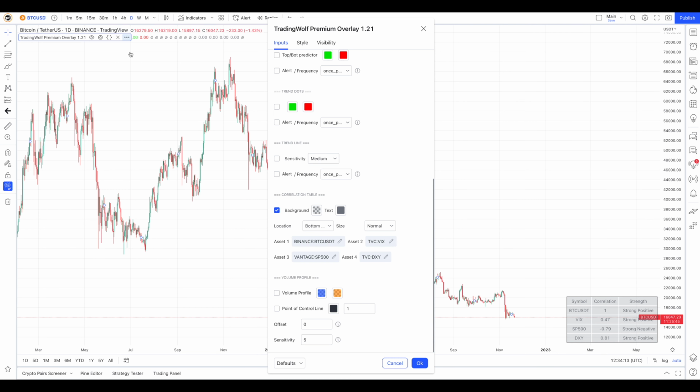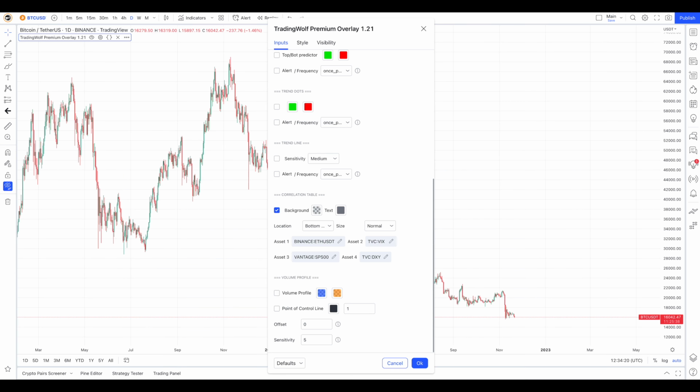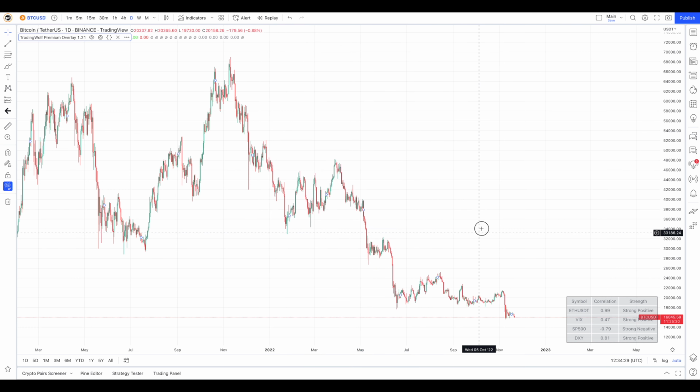So say we want to be looking at the Bitcoin chart, you simply click this edit tool. And we don't want to compare Bitcoin against Bitcoin, we'll compare Ethereum instead. So simply change it to Ethereum, and you can see it's changed here. We're still sitting at 0.99 correlation, so obviously they're very strongly correlated on the higher time frame.